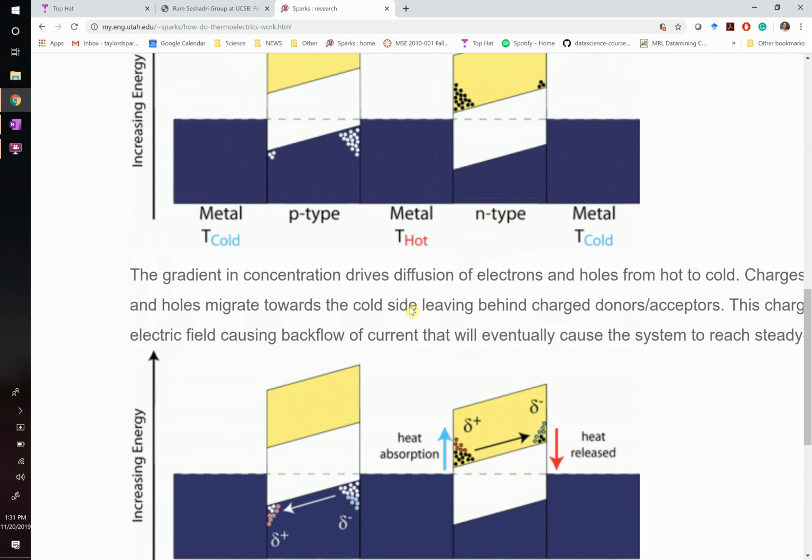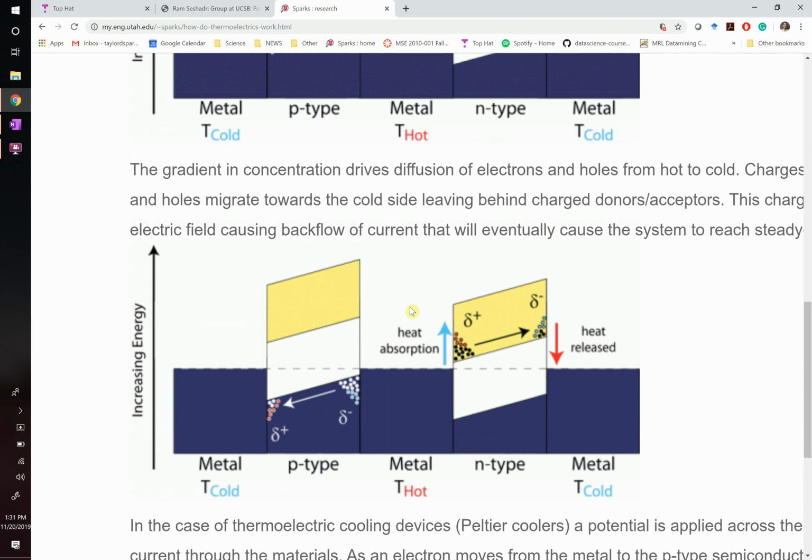So what you see is there builds up a voltage difference, right? As these things move over, you have separation of charge over some distance. That's a voltage. All of a sudden, you created a tiny little battery. By putting together a metal, P, metal, N, metal, and putting a temperature gradient across it, you produce a voltage, a difference in charge across some difference in space.